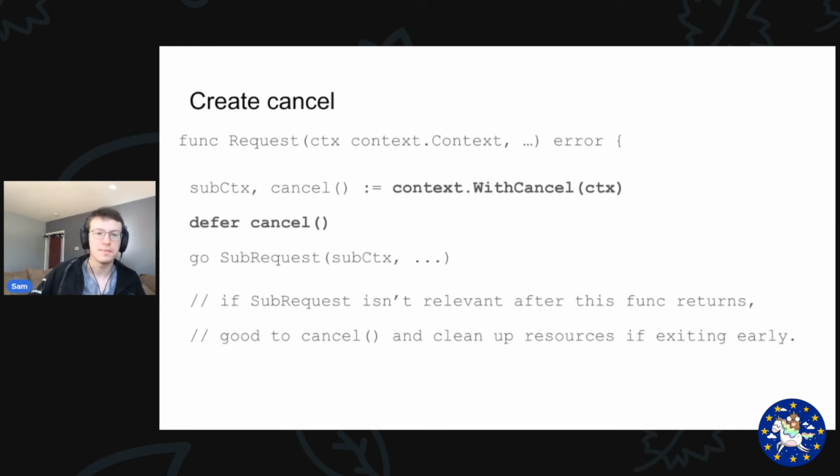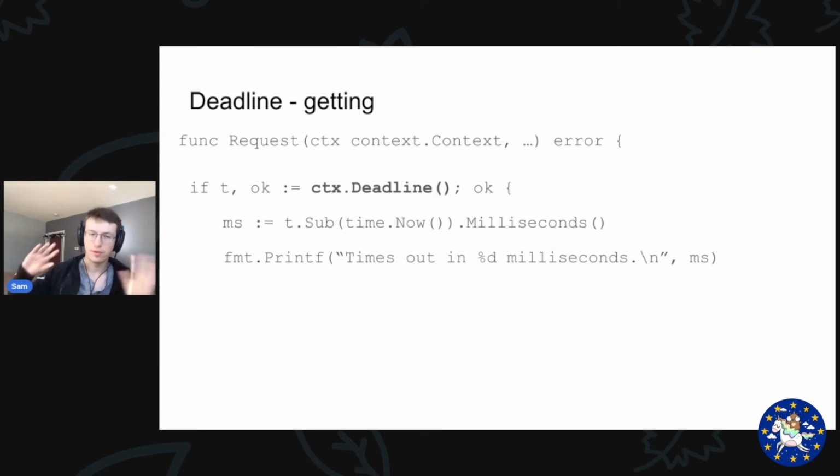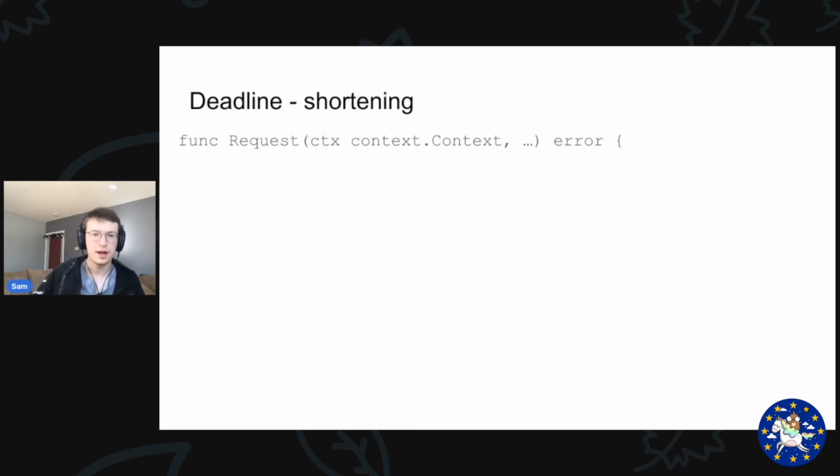I want to show you how to get deadline. Like I said, it returns the deadline and then a Boolean if the deadline existed. So, assign the deadline to T and OK for the Boolean. If OK, then we have T assigned. We can do some simple math. We can do whatever we want with this deadline. In this toy example, I just print that this context times out in X milliseconds or whatever.